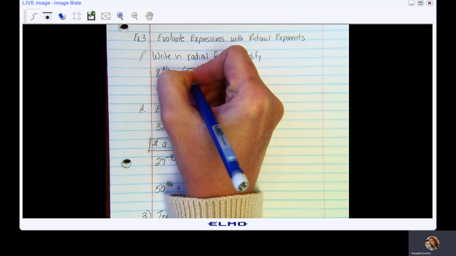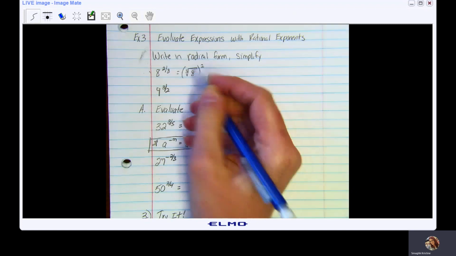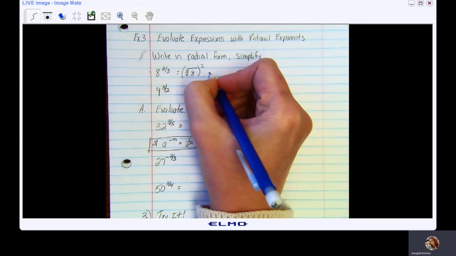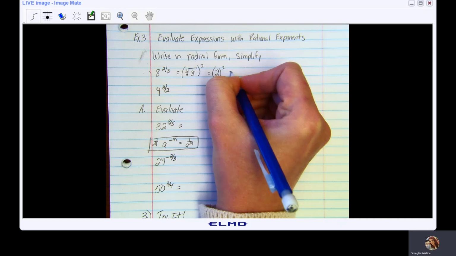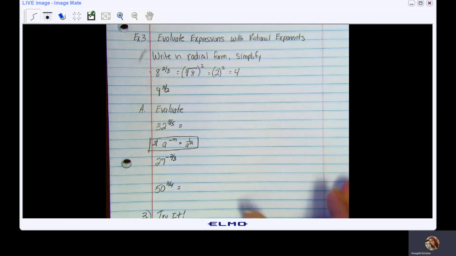We square it. My index is 3. So the cube root of 8 we know is 2 squared, which equals 4.